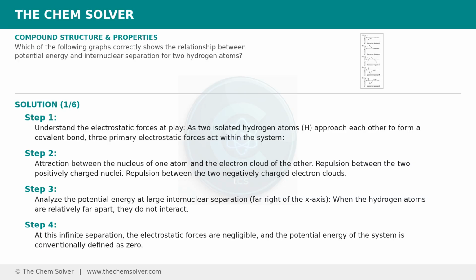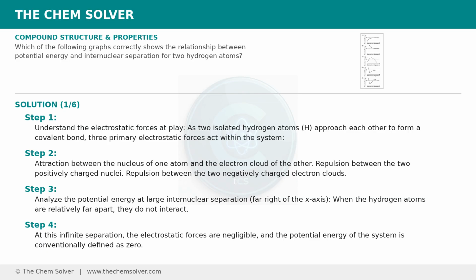Understand the electrostatic forces at play. As two isolated hydrogen atoms, H, approach each other to form a covalent bond, three primary electrostatic forces act within the system. Attraction between the nucleus of one atom and the electron cloud of the other. Repulsion between the two positively charged nuclei. Repulsion between the two negatively charged electron clouds.